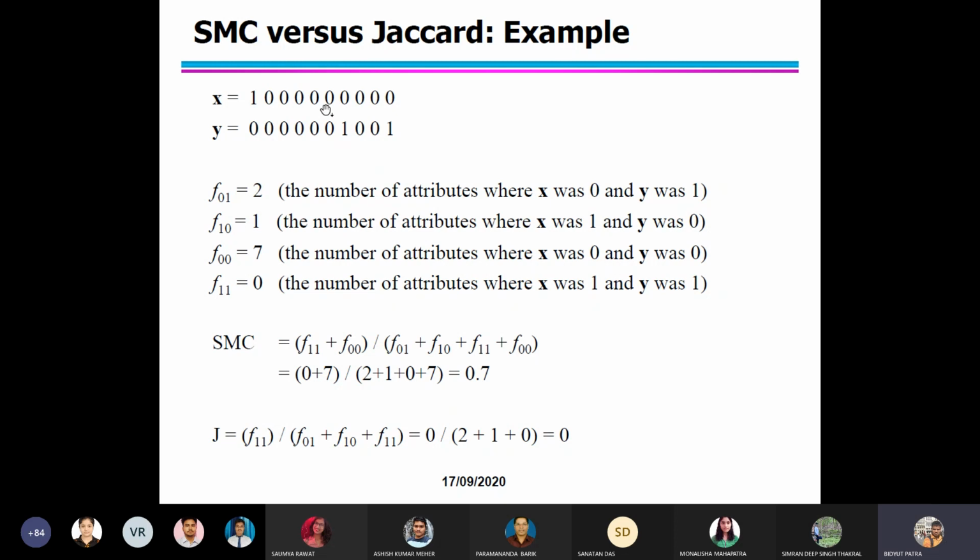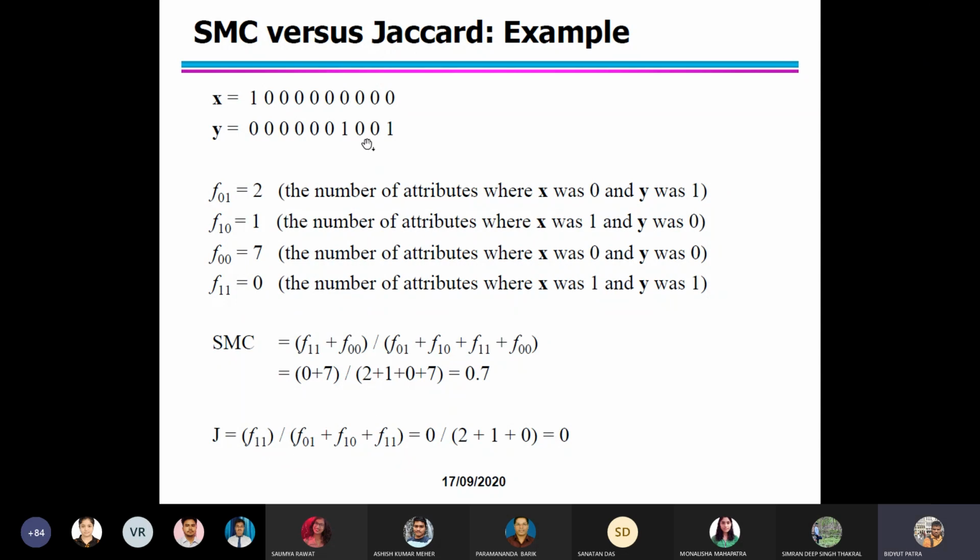So for X and Y, you cannot say that both of them purchased the same item. Nowhere. Still, if you compute the SMC, it will give 0.7, and a similarity of 0.7 is quite high. There are 10 items and you get 0.7, but the maximum you can get is 1. That means both of them are quite similar to each other. But that is not the right analysis, as I said, because there are many zeros which you are considering.